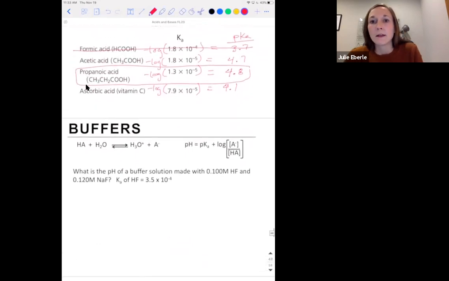All right, buffers, we have arrived at a buffer problem. I'm going to stop sharing these rules. So most people said acetic acid, but it should have been propanoic acid on the poll.